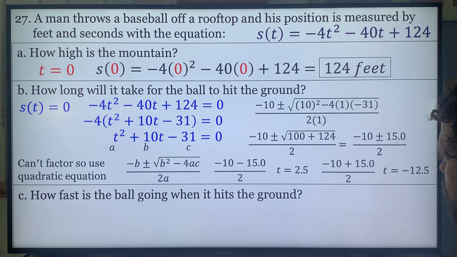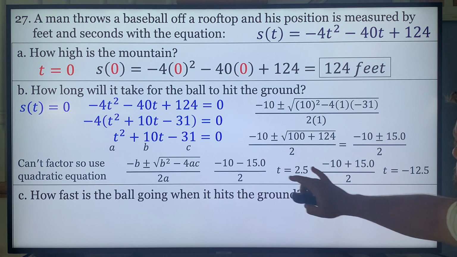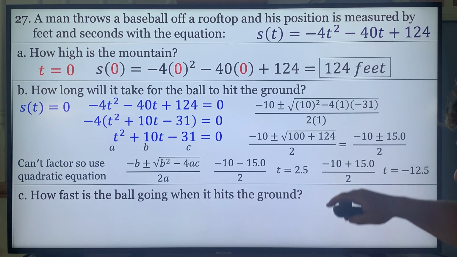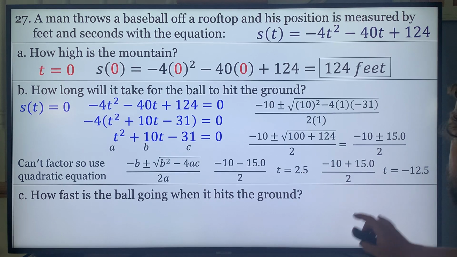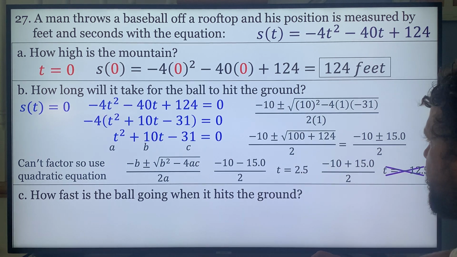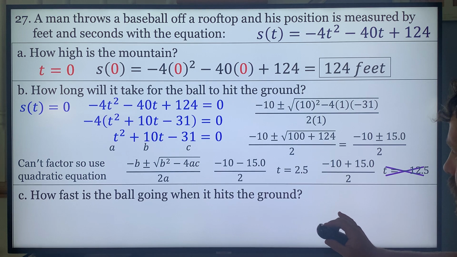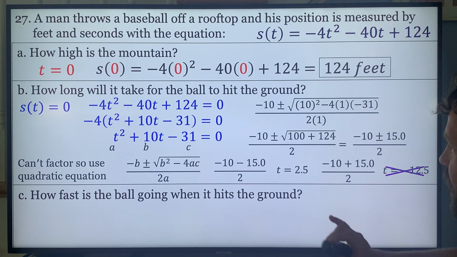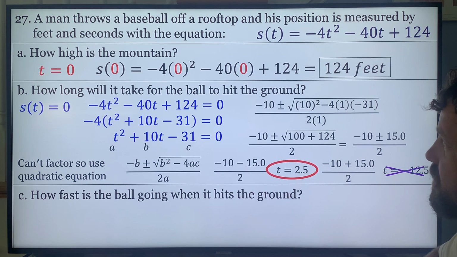So, these are switched. This should be negative 12.5, this should be 2.5. Doesn't matter. All right, so which one of these two is good? The 2.5, because you can't have a negative time. So 2.5 seconds until it hits the ground. That's pretty quick. How fast is it going?